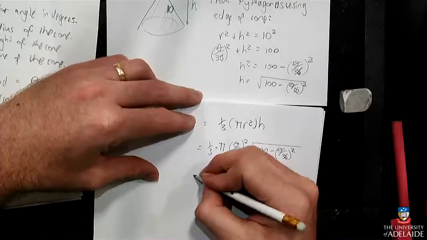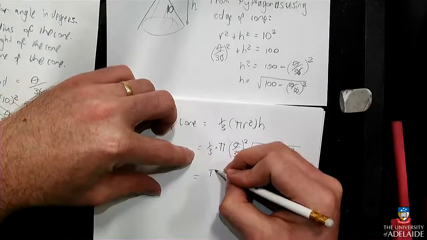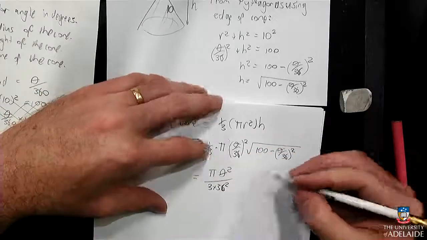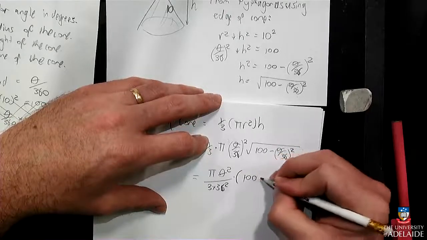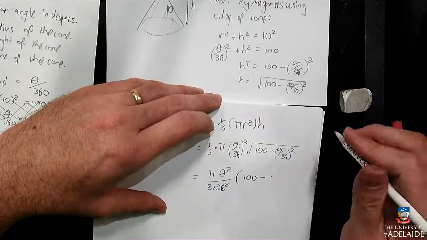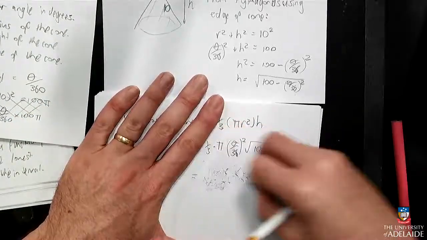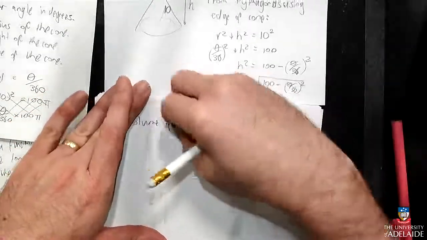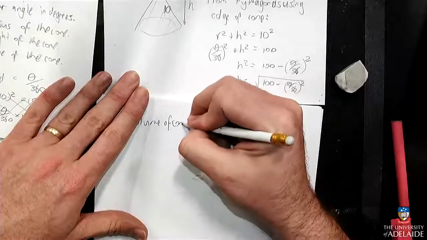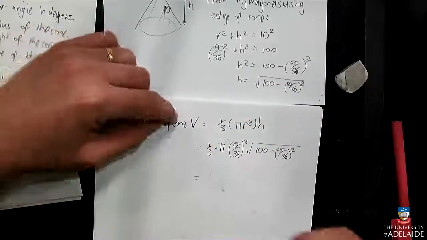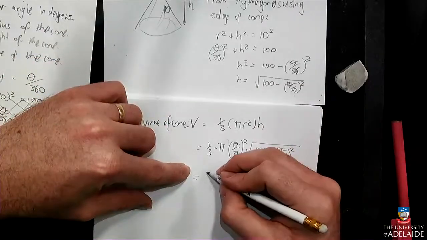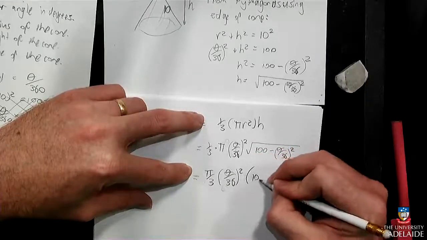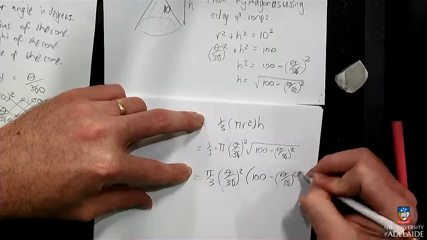Not pretty. I might just do a little bit of work here. So pi theta squared on 3 times 36 squared. I don't think there's any reason for me to calculate what that is. I'm just going to leave it. But I am going to write this as a power of a half, because that's going to be easier. I also remembered I gave a letter to that. So V is pi on 3 times (theta on 36) squared times (100 minus (theta on 36) squared) to the half.